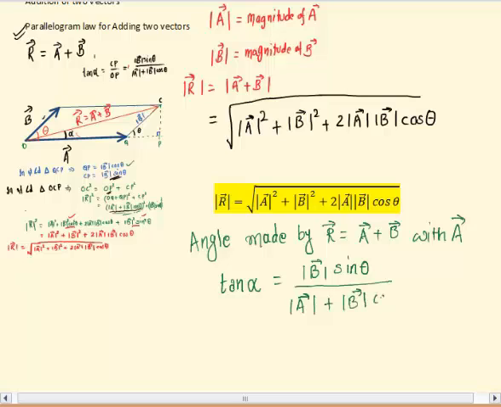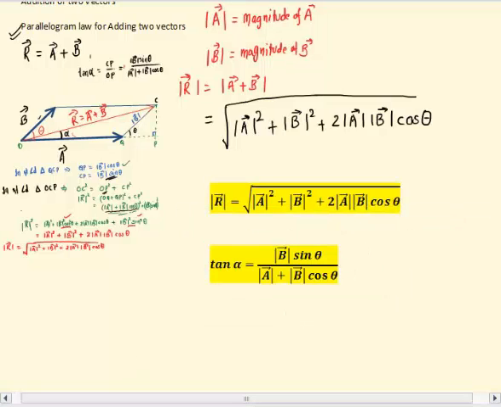These are the two formulas that you have to remember if you want to add two vectors graphically. And you don't have to always drop the perpendicular and calculate the length. All you can do is directly use the formula for the resultant of two vectors as modulus of R, and the angle made by the R vector with A as tan alpha is equal to modulus of B sin theta divided by modulus of A plus B cos theta.